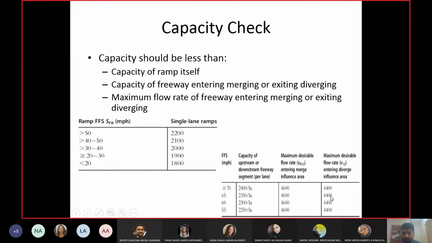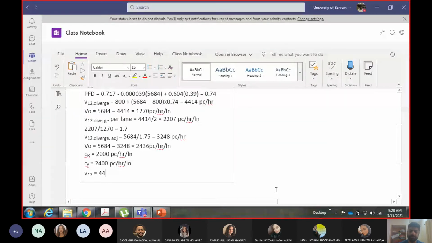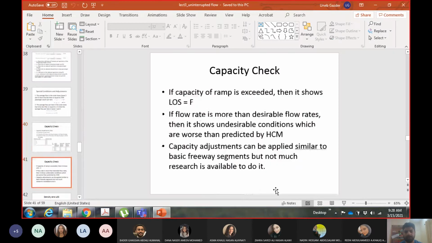And this is the capacity of the two adjacent lanes, the influence area. So it is 4400 cars per hour. That's it. So our flow rate is less than this, right? See here, 3248. So we don't have level of service F. Okay, so we can proceed with finding out the other parameters.